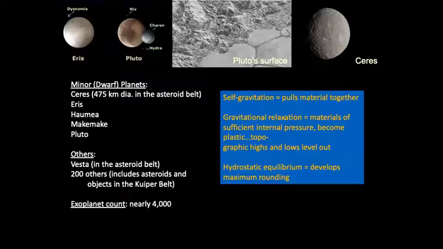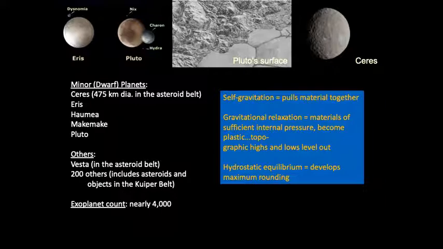Self-gravitation pulls this material together, just like in the original nebula that came together in the sun. Larger bodies will also pull things in and accrete material into their structure. There is a certain point when you have enough material that you get gravitational relaxation, and those materials will smooth out the topography, and things will become rounded, essentially. You may get some highs and lows on that thing, of course, but it's going to be fairly round once that gravitational relaxation occurs. The topography evens out, and when it gets to that point, they call it hydrostatic equilibrium. It develops its maximum rounding at that point. So that's the story of some of the planets and how they are regarded right now in our solar system.